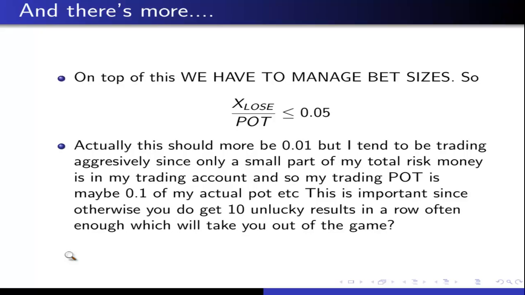So this is important, since otherwise you do get 10 unlucky results in a row, often enough, which will take you out of the game. So if you are more aggressive than this, just due to the way randomness works, you'll be wiped away. So to protect against that, we manage bet sizes.